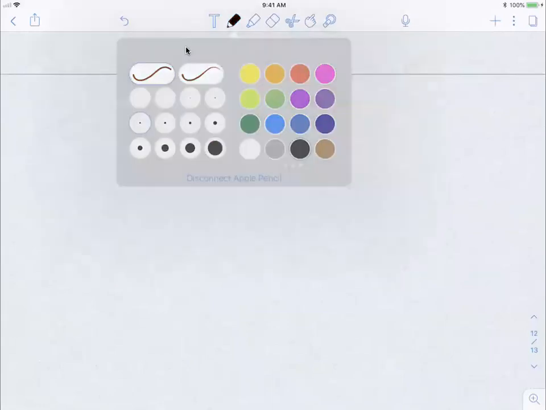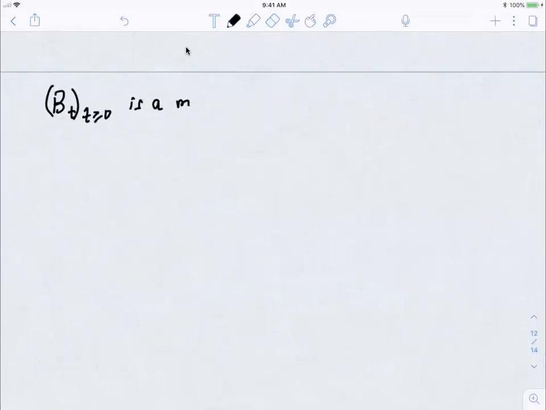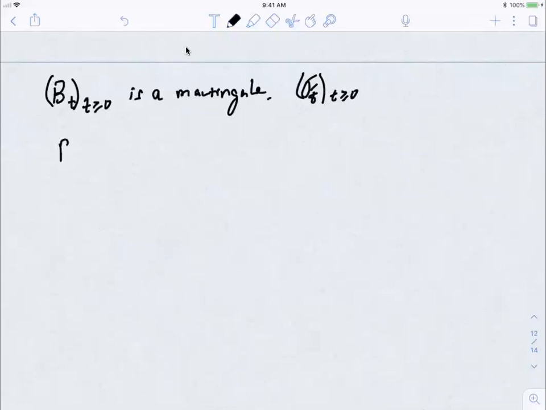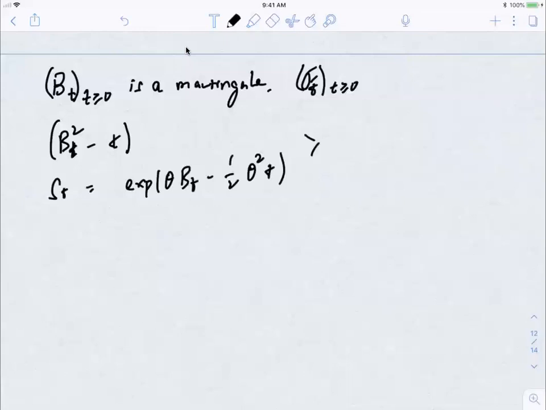What we did, what you should know: Bt is a martingale, and we are building up a lot of martingales starting from Bt. The filtration is just Ft. Firstly, we checked by our intuition that these are martingales. And also St equals exponential of theta Brownian motion minus 1/2 theta squared t. This is a martingale as well.